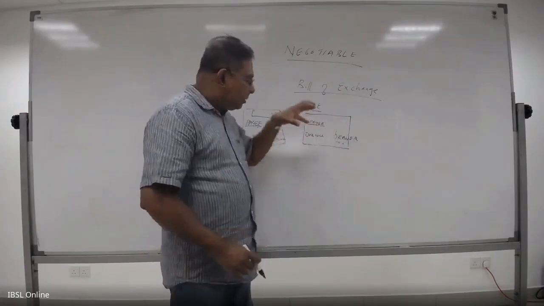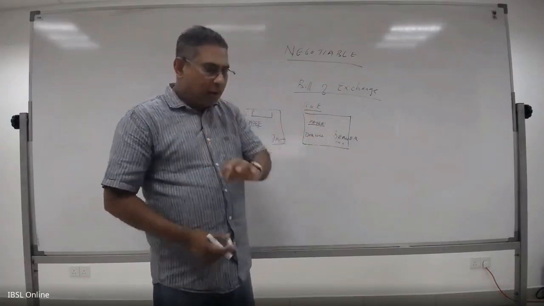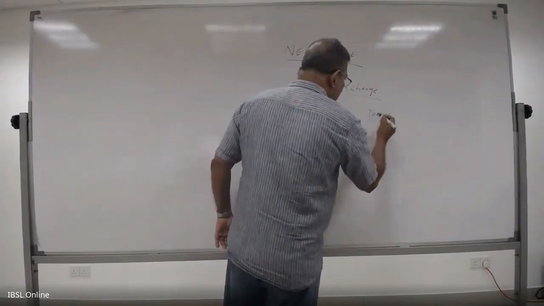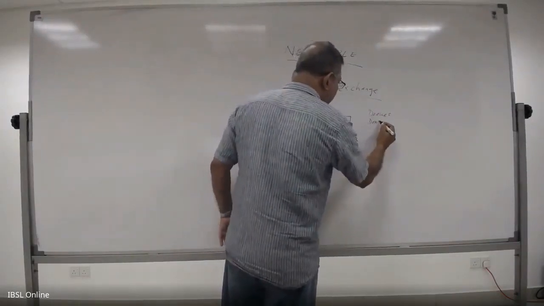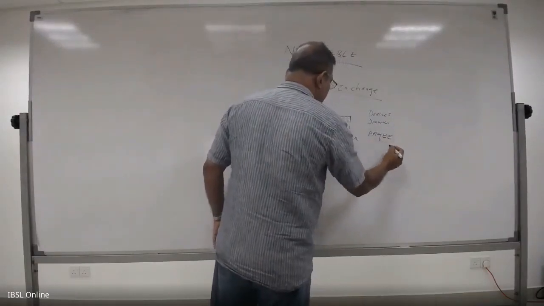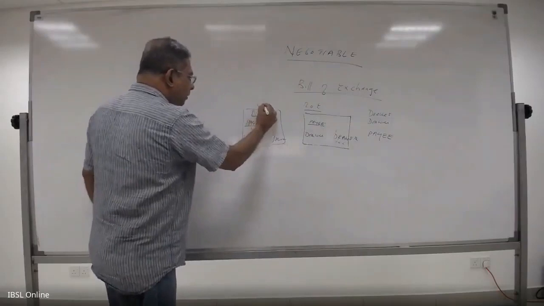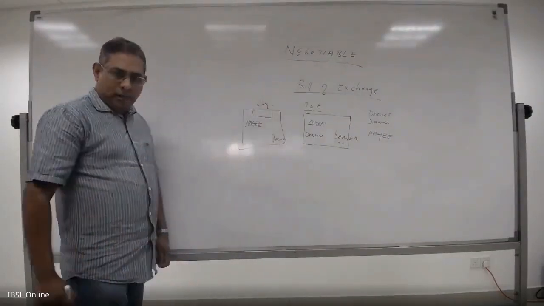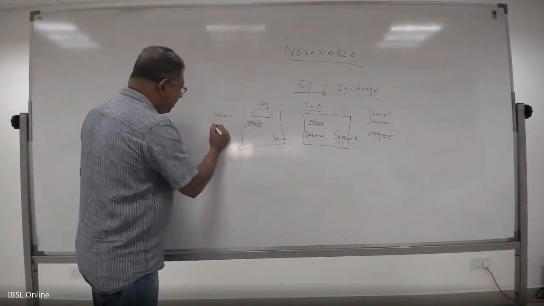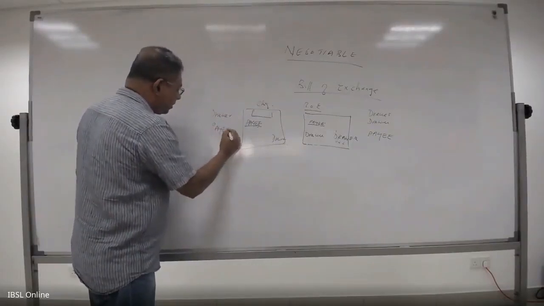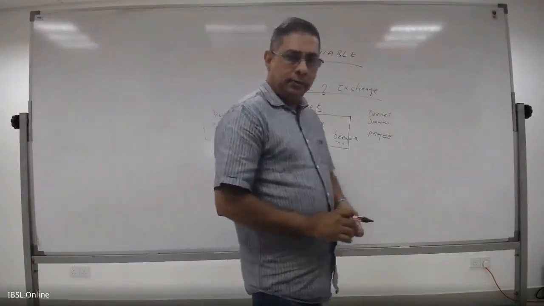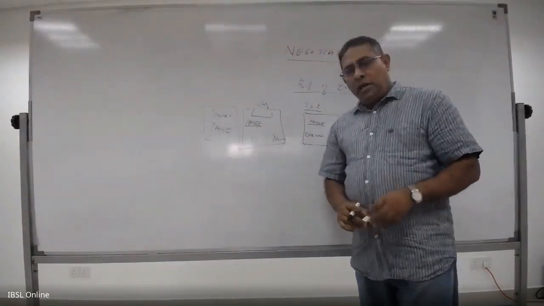In other words, a bill of exchange will have three parties: drawer, drawee, and payee. And the check, this is a check. Check will have only two parties: drawer and payee. Right. Now we'll understand what a check is.